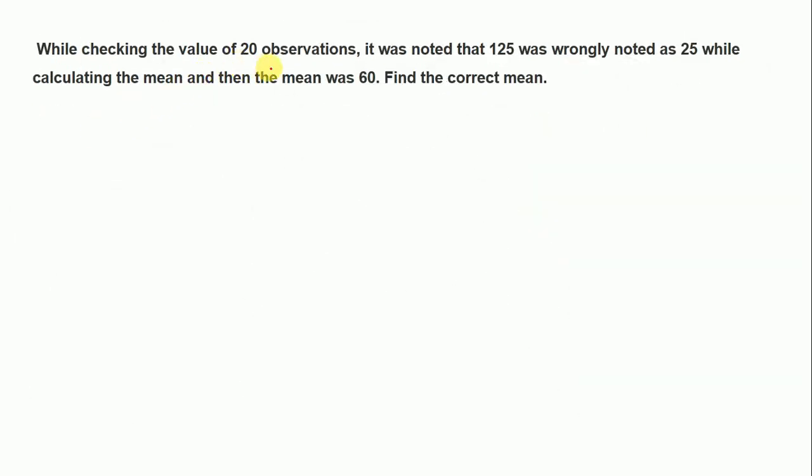While checking the values of 20 observations, it was noted that 125 was wrongly noted as 25 while calculating the mean. Then the mean was 60. Find the correct mean. Here we can use a very basic trick: we have to increase the total sum of observations by 100, because we noted 125 as 25, so the difference is 100. The total increment is 100 and the number of observations was 20, so it comes out as 5. So just increase the mean by 5, and the mean was 60, so the answer comes out as 65. So that is your answer.